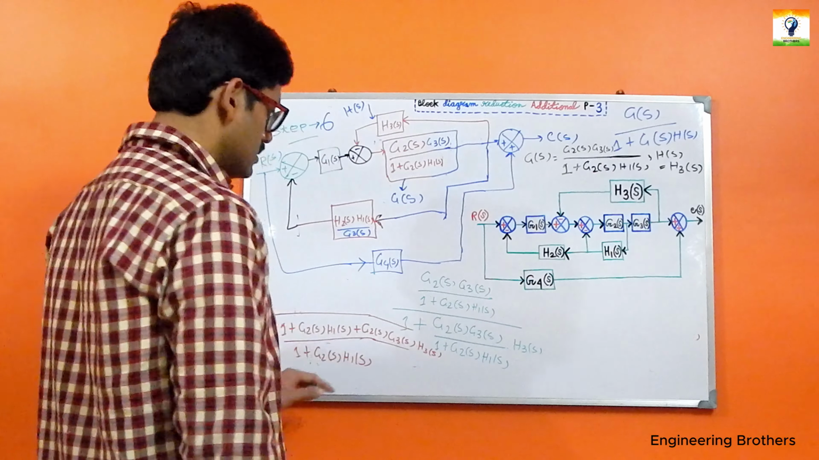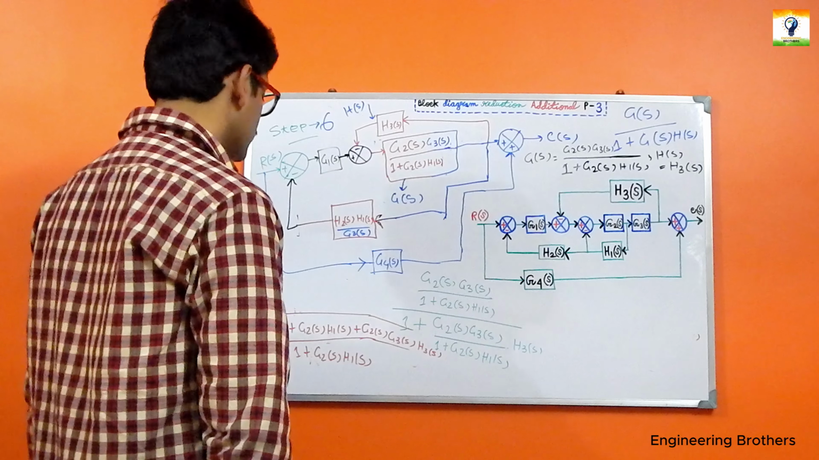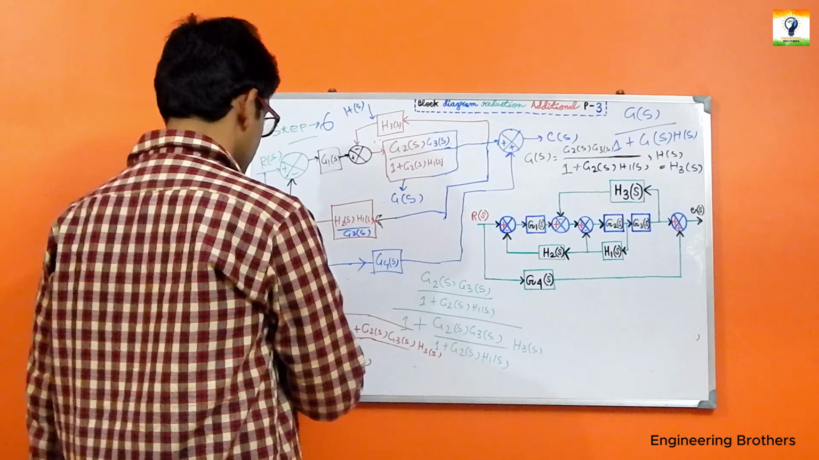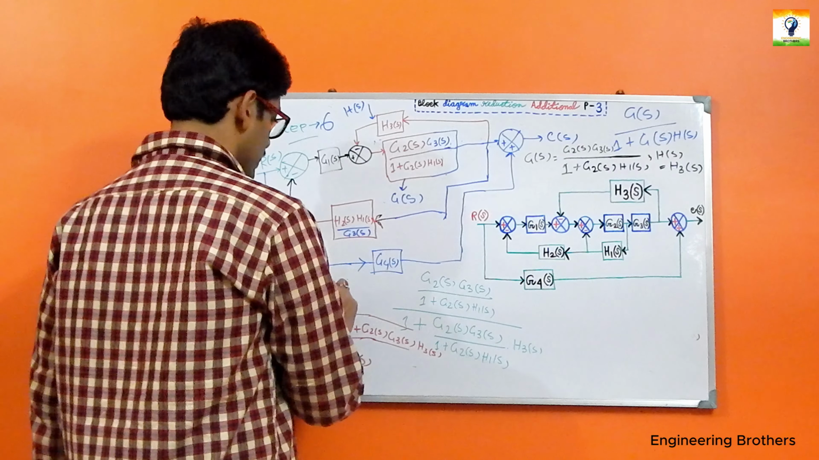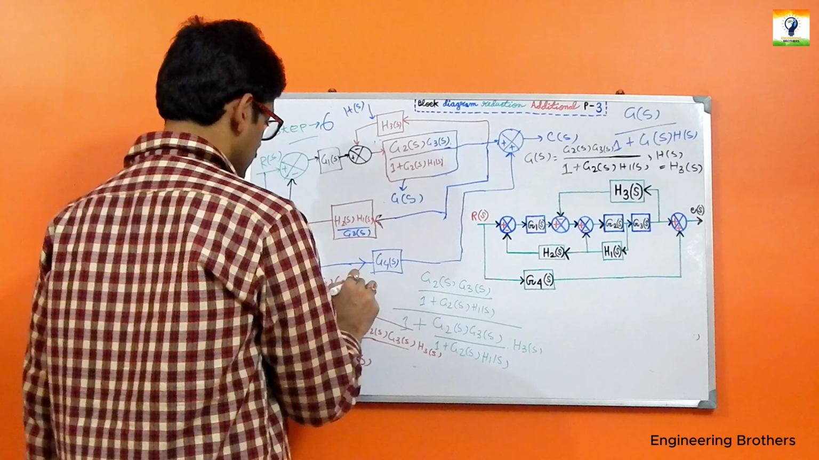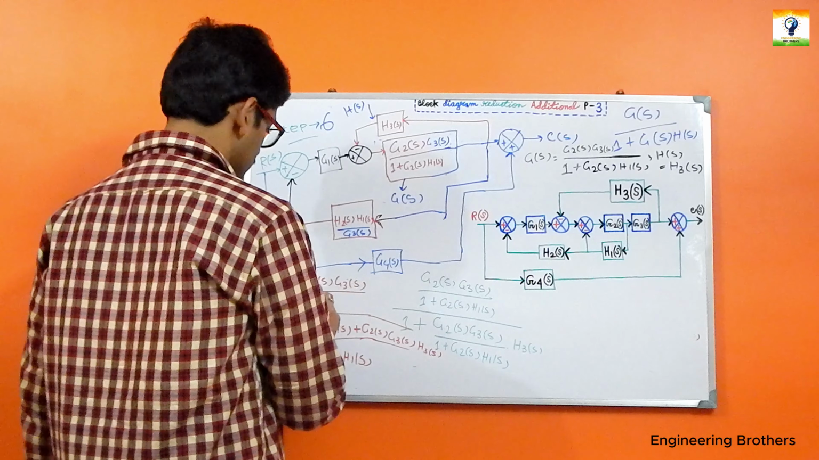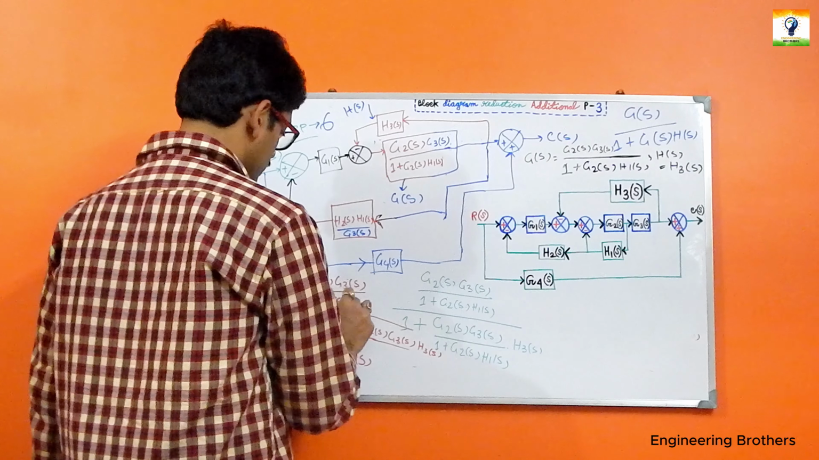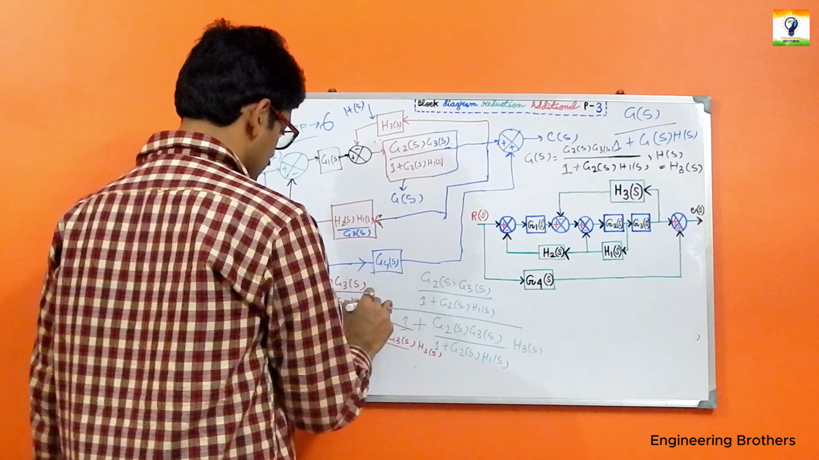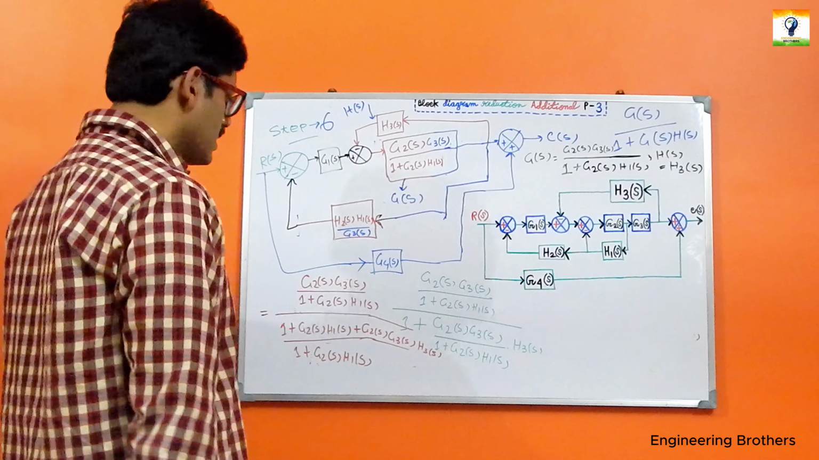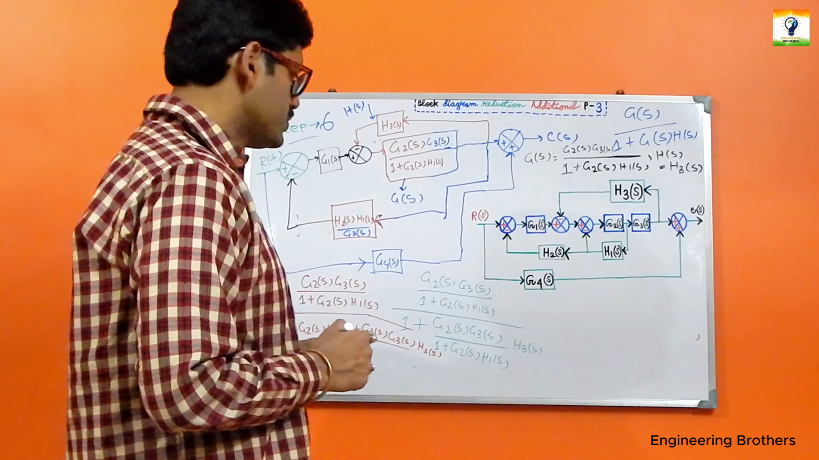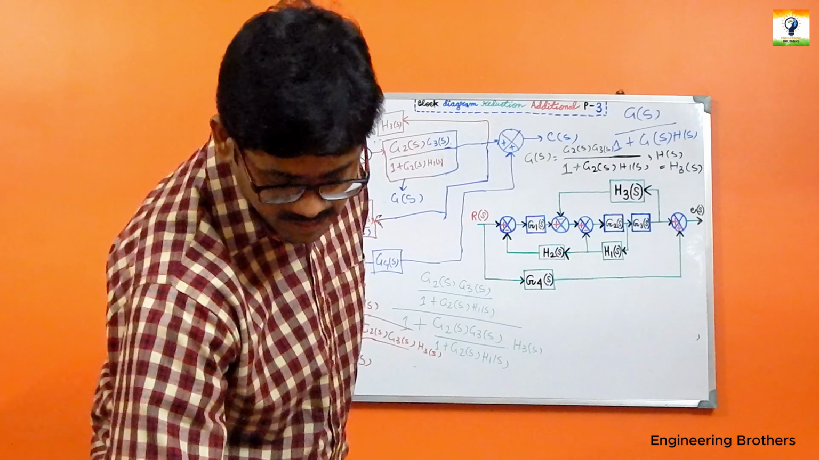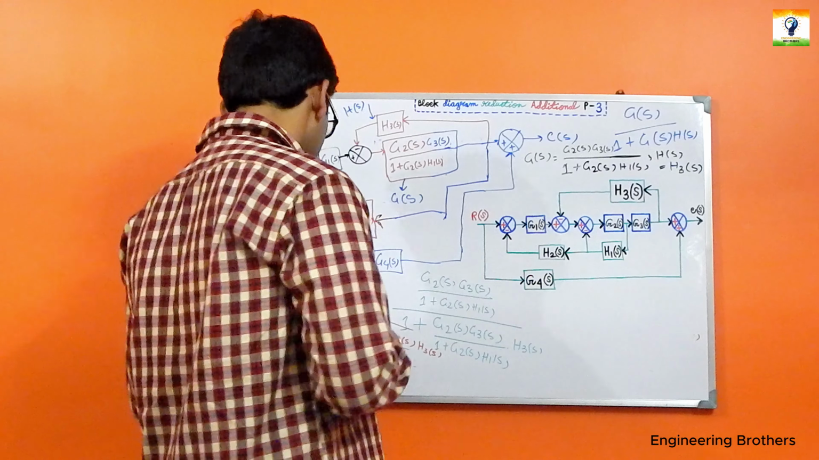and in our numerator part we have got this whole thing, which is G2s G3s divided by 1 plus G2s H1s. Now if I show the next step over here, what is going to be the next step?